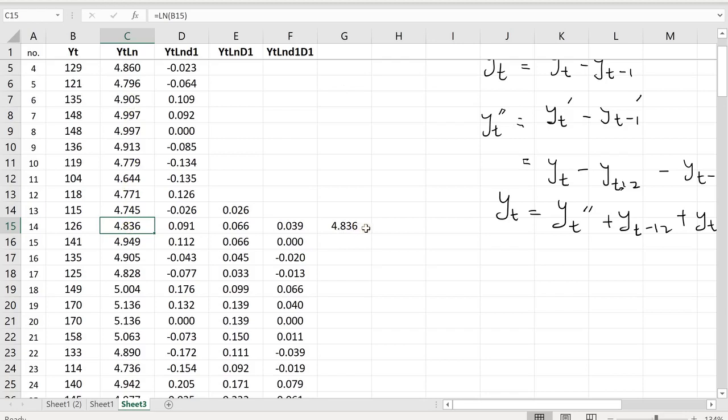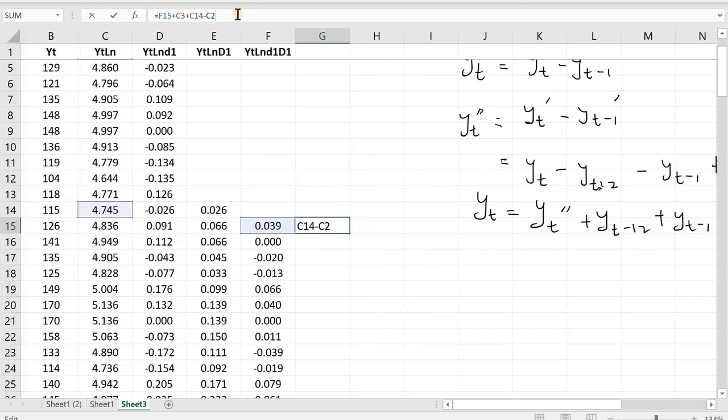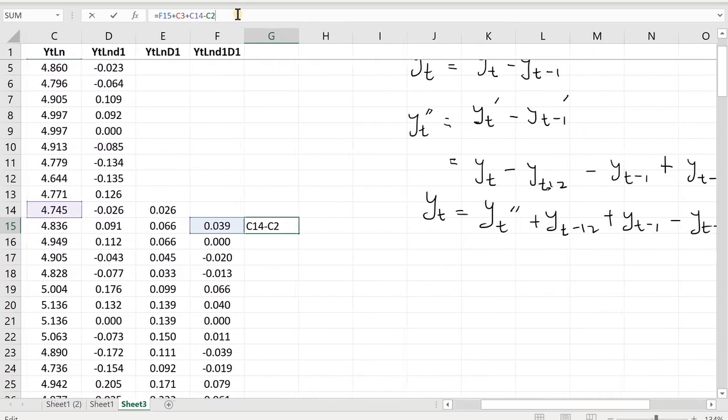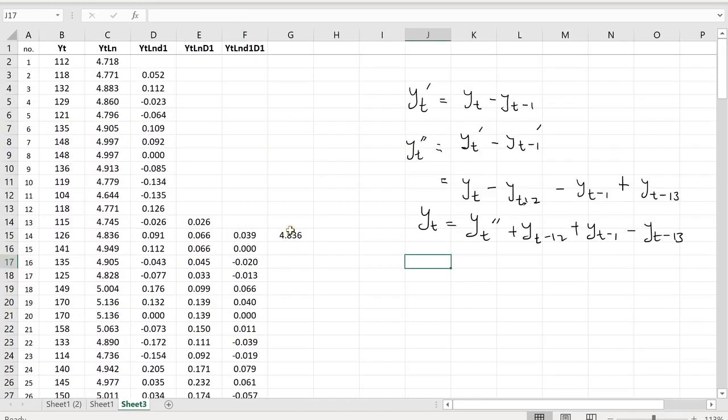Afterwards, we can take the exponent. Okay, so again, follow this equation. yt double prime is this one, and then the rest is in the ln column.